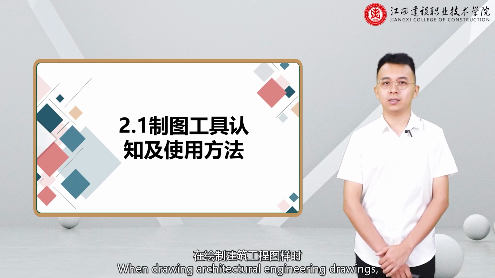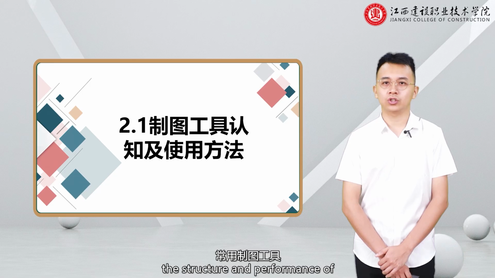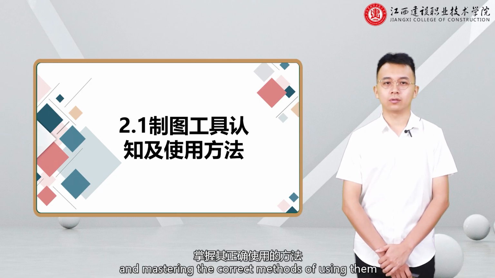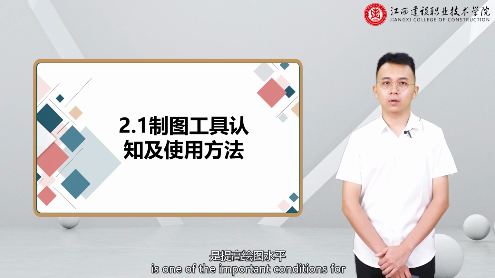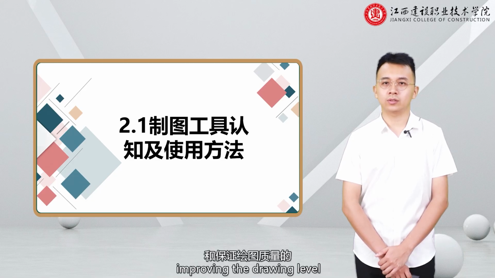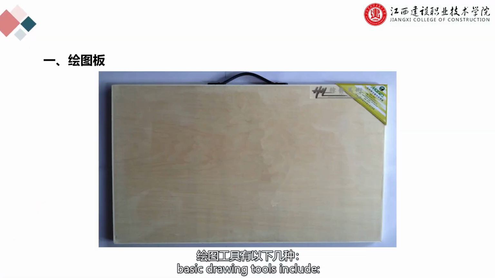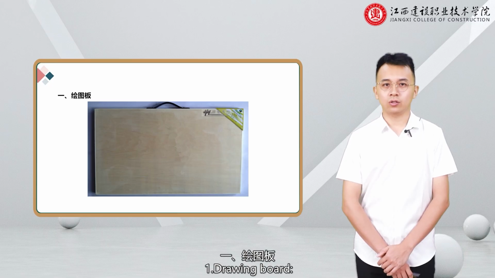When drawing architectural engineering drawings, being able to understand the structure and performance of commonly used drawing tools and mastering the correct methods of using them is one of the important conditions for improving the drawing level and ensuring the drawing quality. Commonly used basic drawing tools include: first, drawing board.